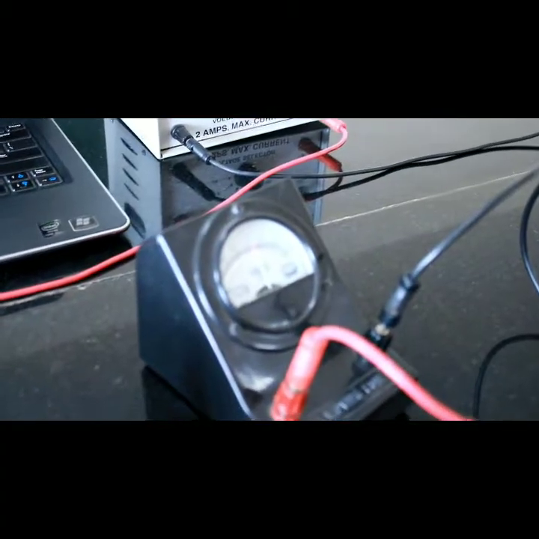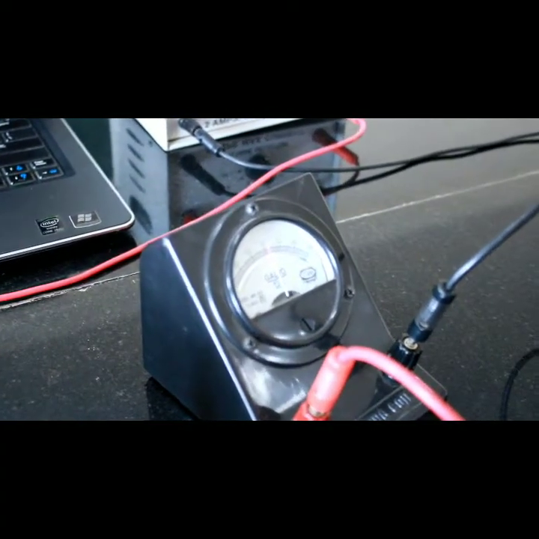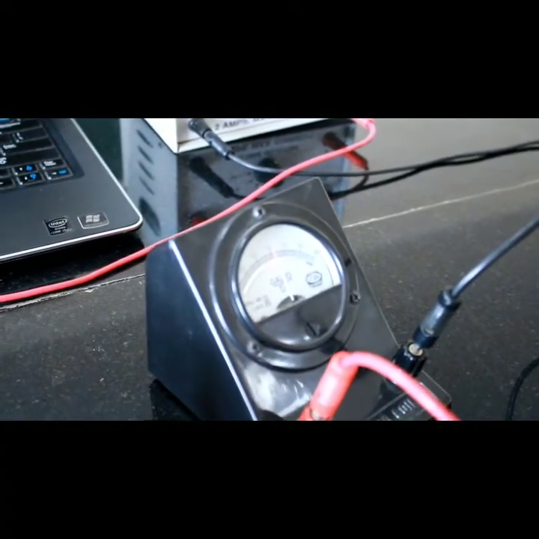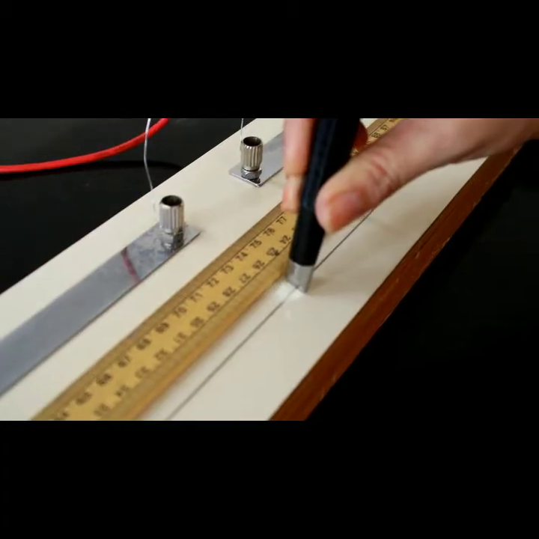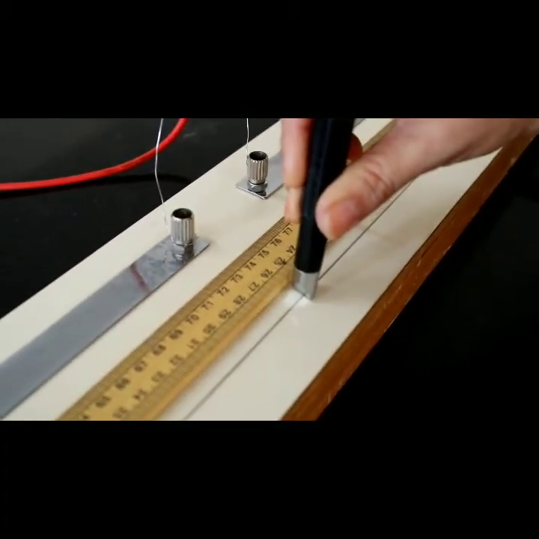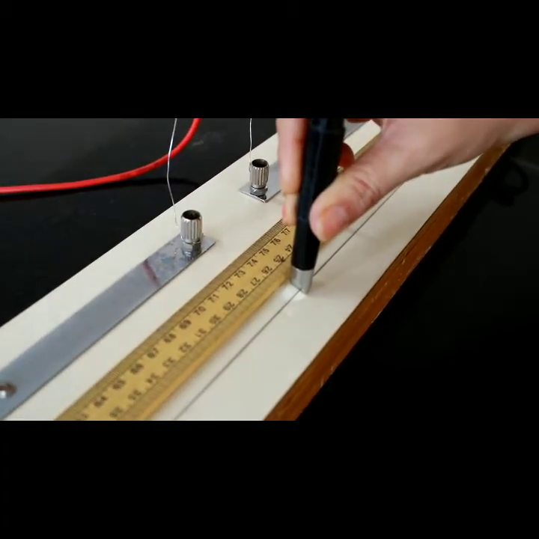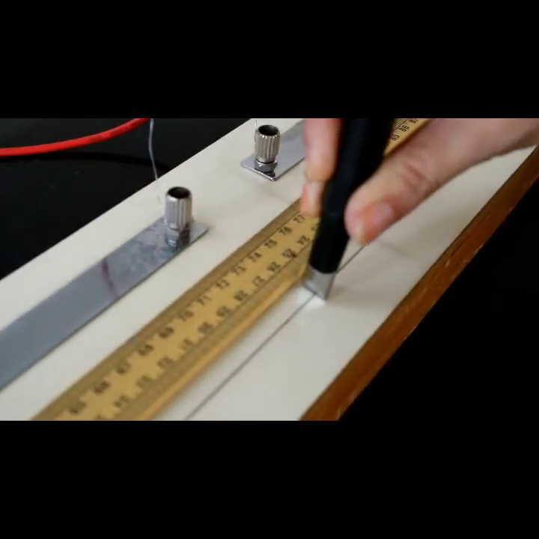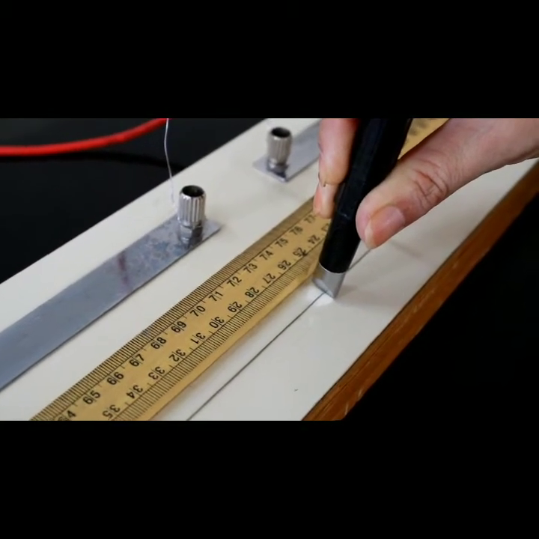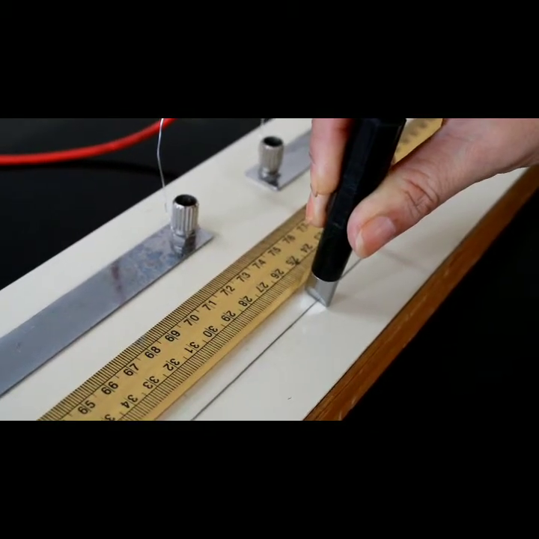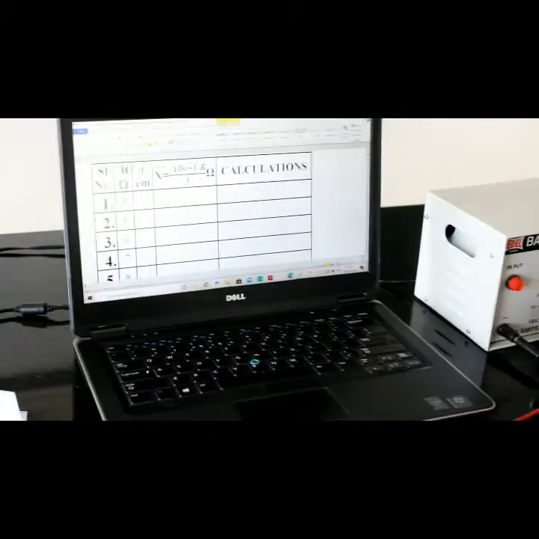Yes, the galvanometer reads 0 and this is the balance length. You need to record the balance length and keep posting in the chat box.